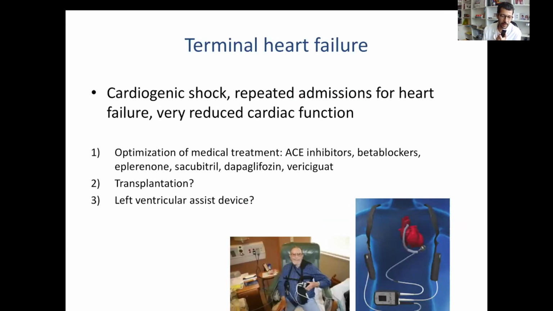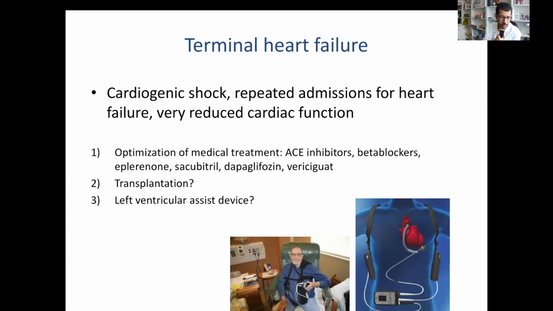And finally, the most difficult complication to manage is obviously the development of terminal heart failure. Sometimes when the cardiac function is very severely impaired, patients can present with what we call cardiogenic shock or pulmonary edema. And some patients develop those complications despite an optimal therapy. And in that case, you're in a situation where you have to treat terminal heart failure, which is extremely difficult.